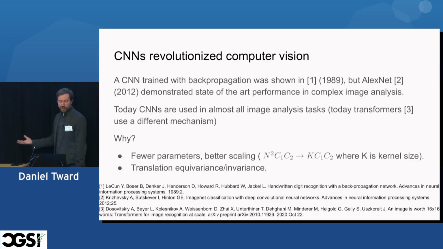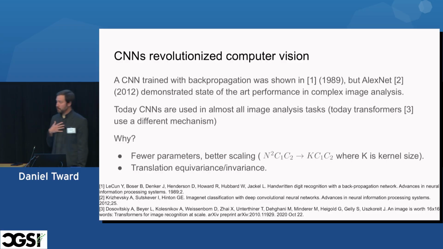A little bit of history. They've been around since about 1989, but they really became very popular in 2012 with the development of AlexNet, which demonstrated state-of-the-art performance in complex image analysis. So over the 10-ish years since then, they've become widely used in basically every image analysis application. Today, with transformers it is perhaps a little bit different, and there are some cases where CNNs are being replaced by transformers or used in combination with transformers.